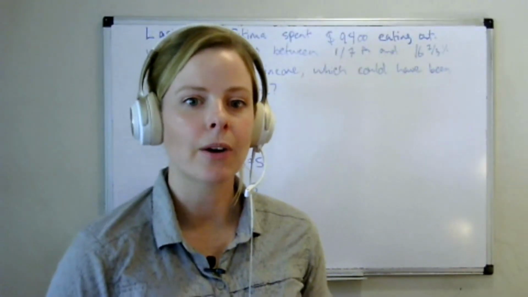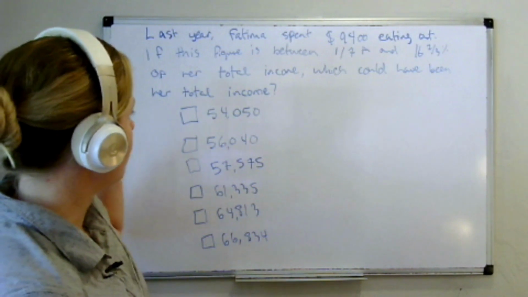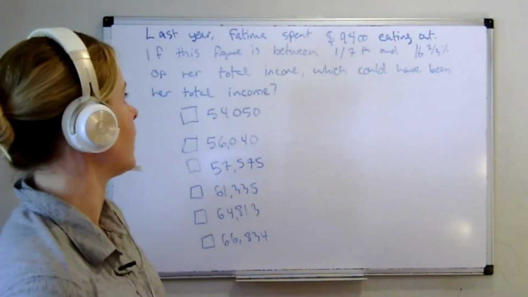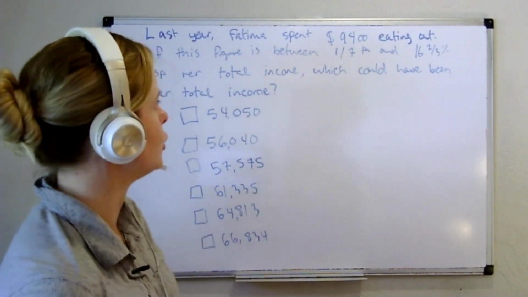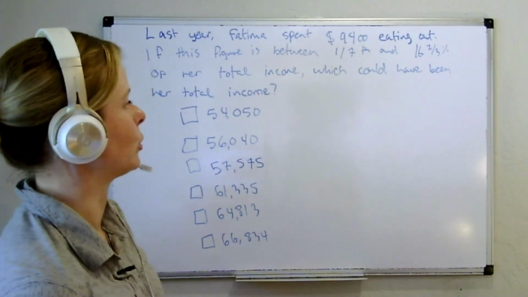All right, let's go ahead and talk through this last problem. We've got that last year, Fatima spent $9,400 eating out. If this figure is between 1/7 and 16 2/3% of her total income, which could have been her total income?